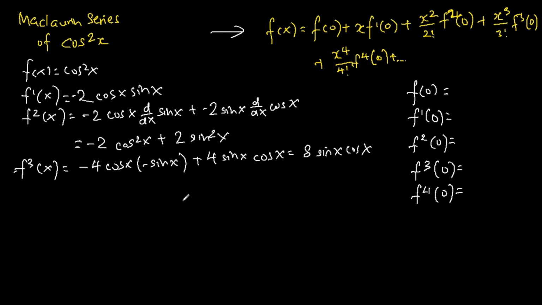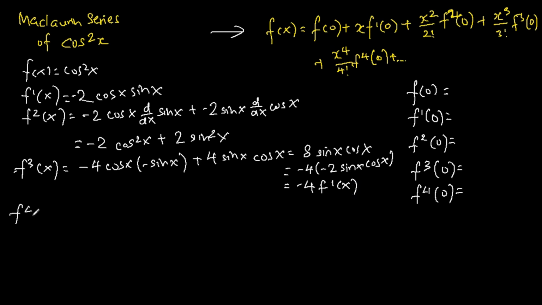So this basically can be expressed in terms of the function above. 8 sine x cosine x is also the same as negative 4 times negative 2 sine x cosine x, in which you know that negative 2 sine x cosine x is actually my f1 of x. That means the function differentiated one time.